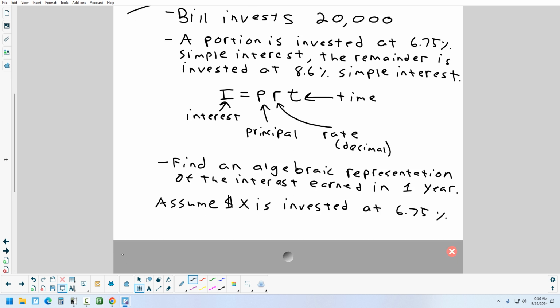So it says find an algebraic representation of how much interest Bill is going to earn in 1 year. So there's my time. And we don't know how Bill's going to split the money up. All we know is he has a total of $20,000. He's going to put some of it here. He's going to put the rest in the other investment. Since we don't know how much goes in each, we need a variable. And the variable is going to be x. X will represent the amount of money invested in the 6.75% investment.